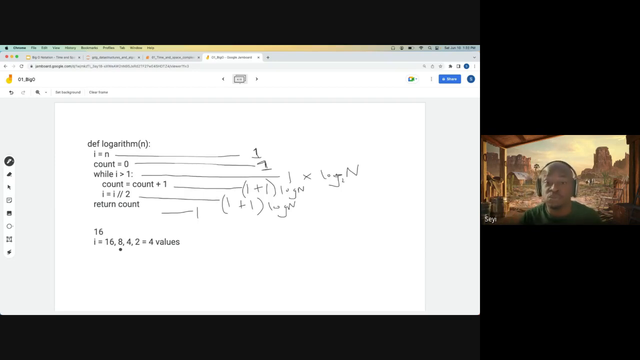Like log to base 10 of 100 is 2. Why? Because if you take 100 and divide it by 10, you get 10. Divide by 10 again, you get 1. So you have to divide by 10 two times to get 1. It's the same thing with the logarithm here, it's just that we are using 2 instead of 10. That's essentially how the logarithmic thing works.